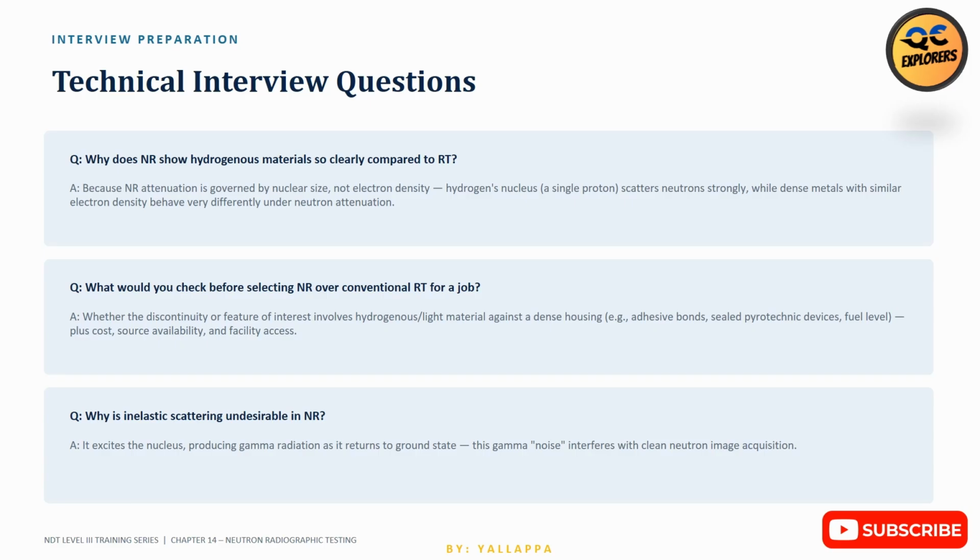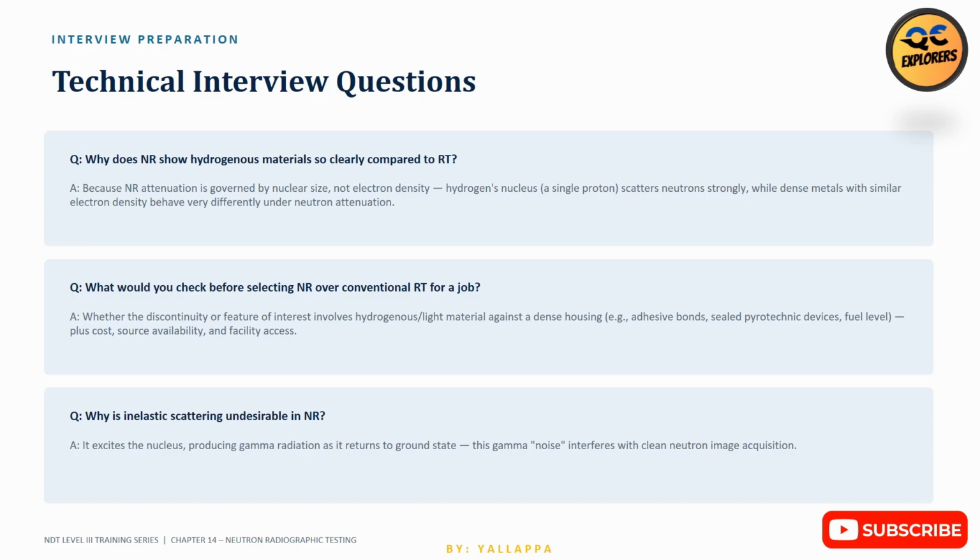Interviewers are rarely interested in memorized definitions. Instead, they want to know whether you can apply engineering principles to real inspection situations. Let's consider some typical interview questions. The first question is, why would you recommend neutron radiography for a particular inspection?